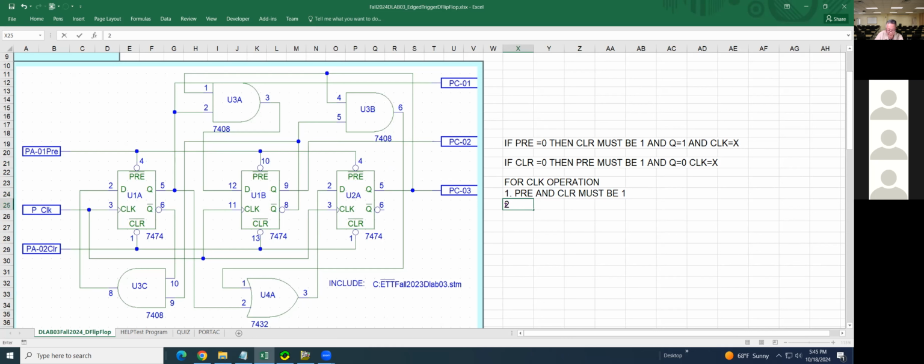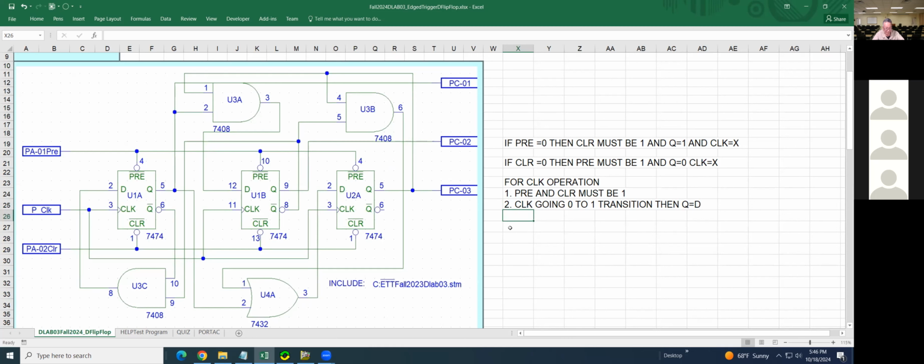Okay, second thing. Clock going zero to one transition, then Q equal D. So when you apply the clock 0 to 1, that means positive going, then whatever D equals, Q will be equal.